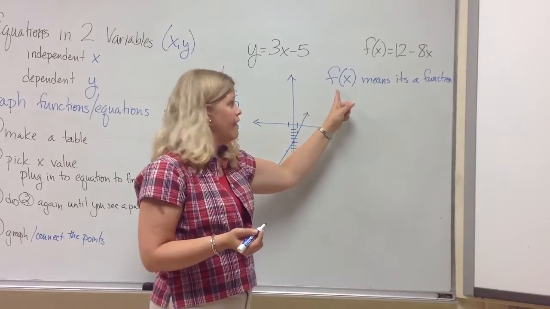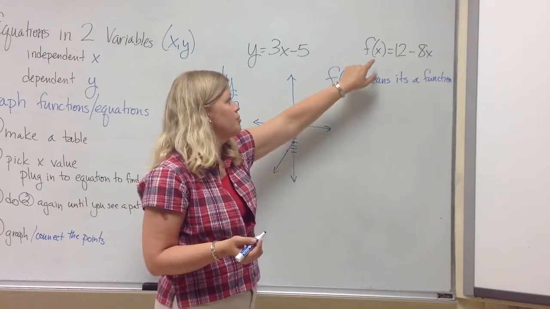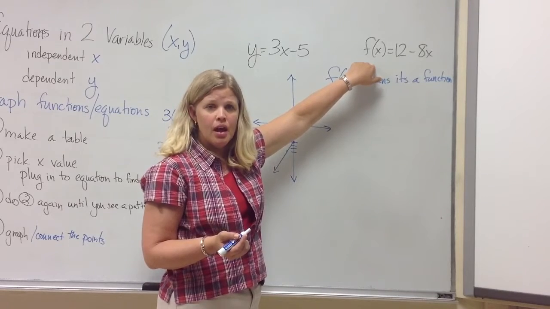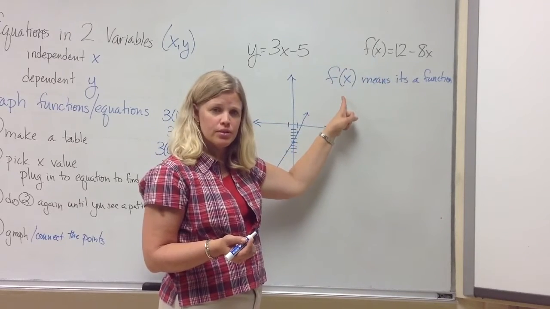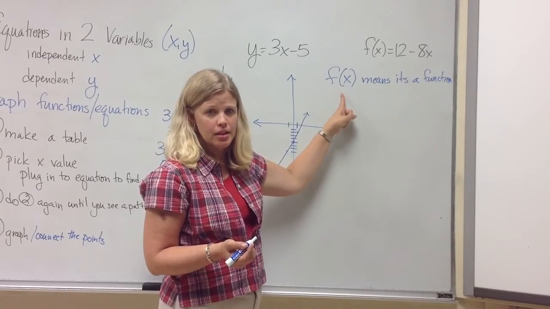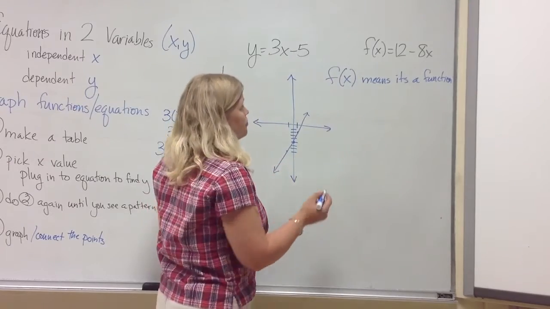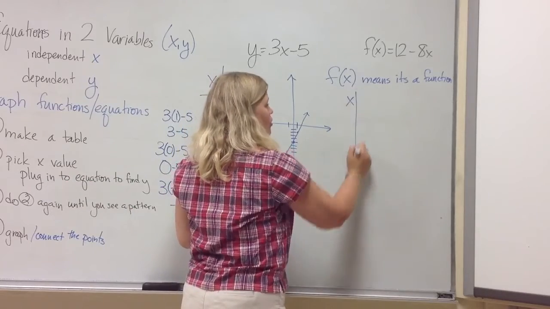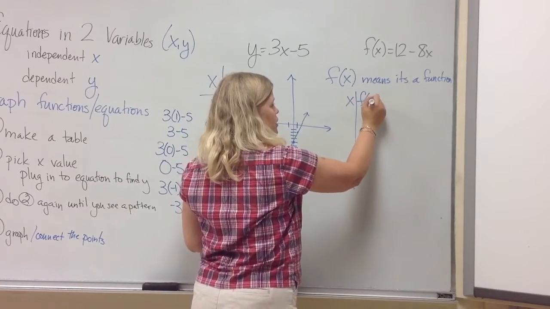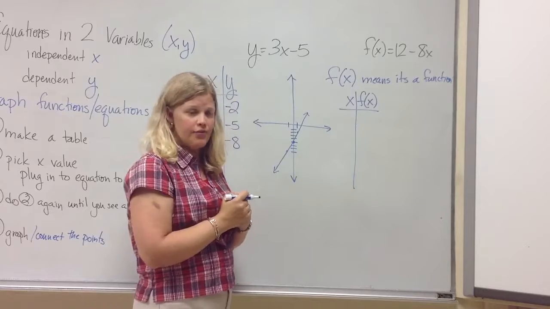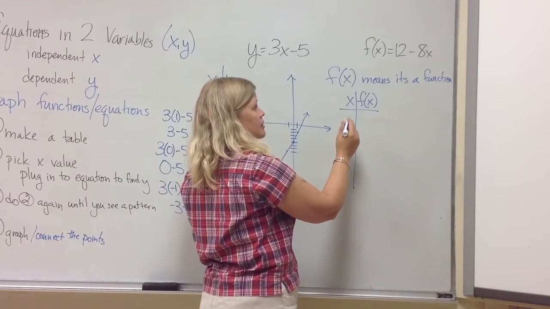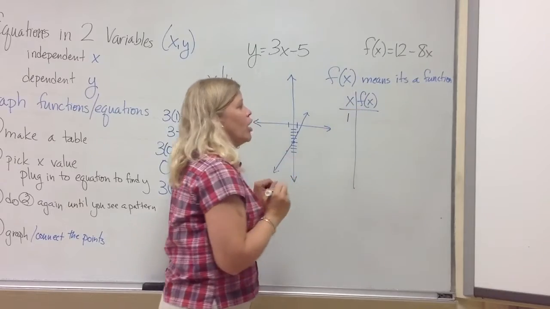We read this f of x, and it just means you're going to plug in a number for x and find out the value. This sometimes really stresses students out, and it shouldn't. It's not a big deal. Okay? So we're going to do the same steps we did before. We're going to make a table. Only, I guess, if you want to be particular, we can do x and f of x. Pick a number for x. I'm going to pick 1.